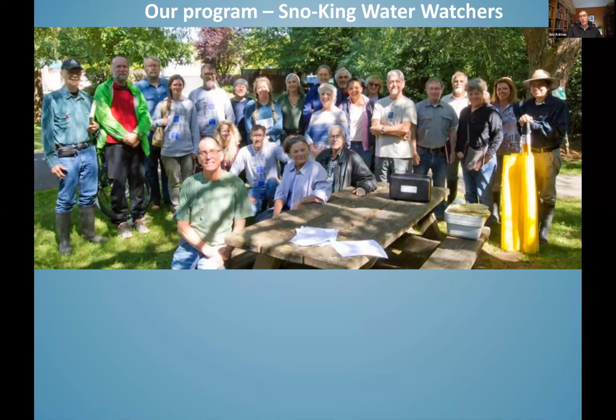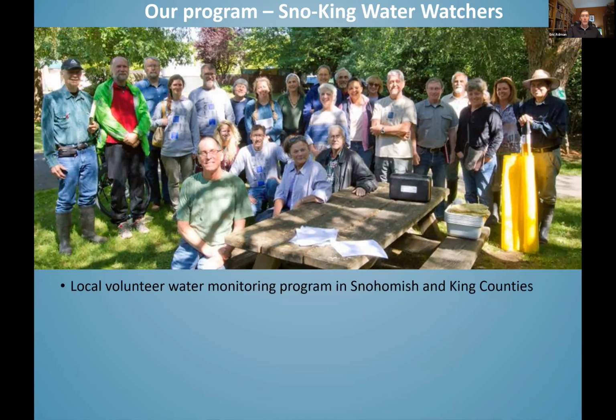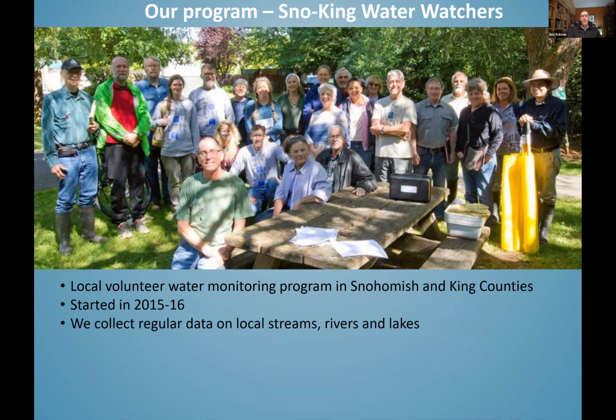So our program is called Sno-King Water Watchers, and we're an all volunteer program. We operate primarily in Snohomish and King counties, although we keep expanding, but so far we're in Snohomish and King counties. Started back in 2015 and 2016. We got people from a group called Global Water Watch to come out and help us get the program started. And since then, we've been collecting regular data, primarily on streams, but also some rivers and lakes.